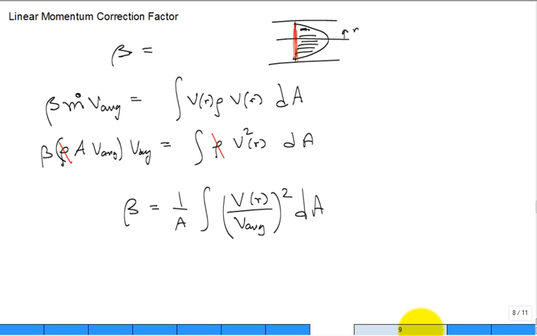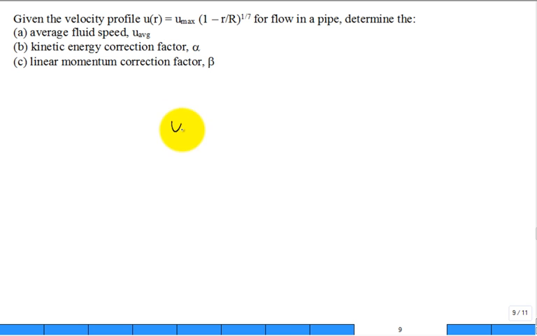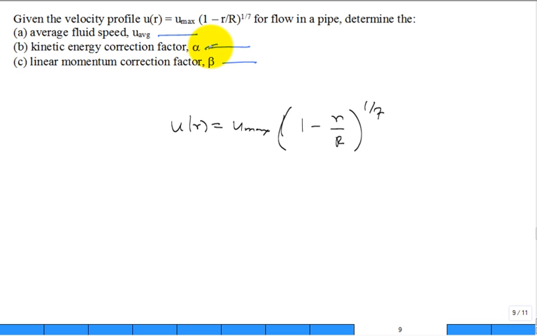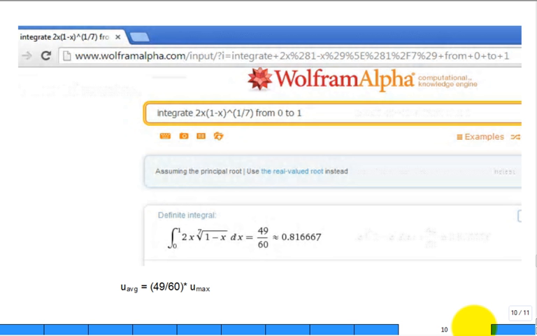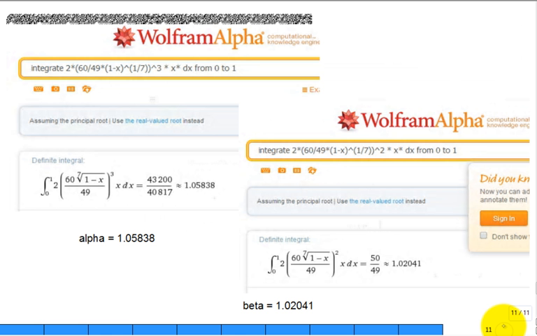So what you can do with this is you can assume a particular profile. Here is u as a function of r is equal to u max, 1 minus r over capital R, all of that to the 1/7 power. And you could say, okay, give me the average velocity, give me the linear momentum correction factor, and then you can go back and also calculate the kinetic energy correction factor. I don't like to integrate by hand. And you set up those integrals, you can use Wolfram Alpha, and what you can find was that the average velocity is 49/60ths of the maximum for this velocity profile. And you can also calculate both the alpha and the beta, and they're pretty close to 1. So the kinetic energy correction factor and the linear momentum correction factor.